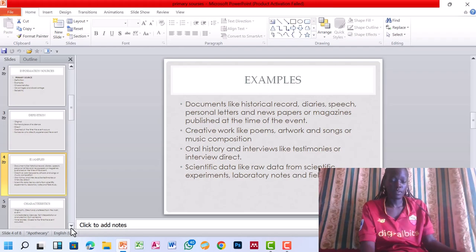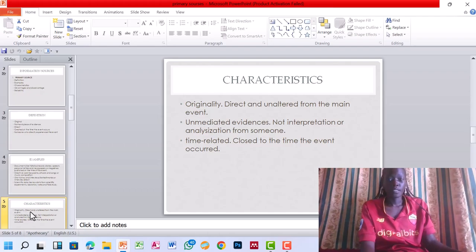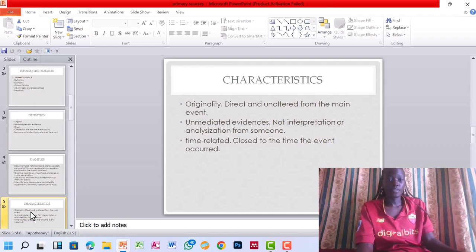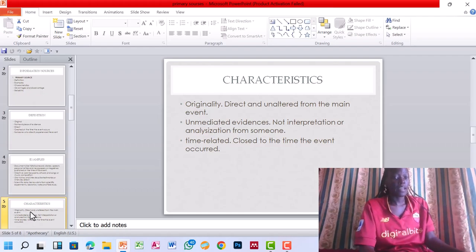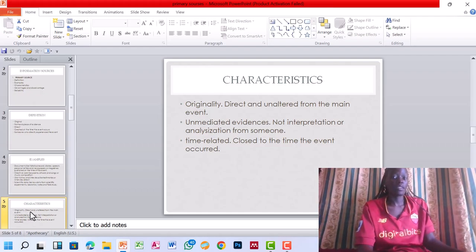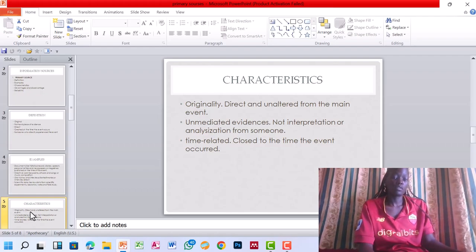These are the examples of the primary sources, and here we'll look at the characteristics of primary source. Under the characteristics, we have originality. Originality involves being direct and unaltered from the main event. There are also unmediated events. Here there is no interpretation or analysis from someone, but it comes from where the event was taking place, or directly from the main source.